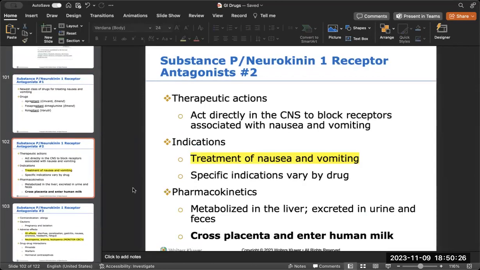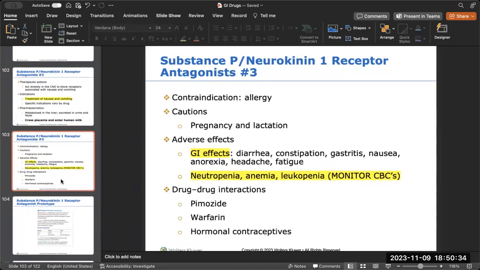So use for nausea and vomiting, but they cross over in the placenta, so we can't give this to our pregnant people. No pregnant people, cautions in allergies, GI effects, these can cause GI effects. And what I would really know is that these can cause those blood labs to change. So it can affect our white blood cells and our red blood cells. So we can have neutropenia, anemia, and leukopenia, okay, which is a reduction of all of your white blood cells. So we must monitor complete blood cell counts with these patients, okay?